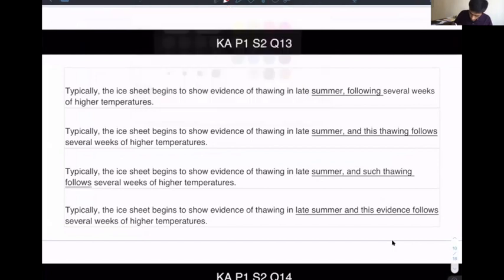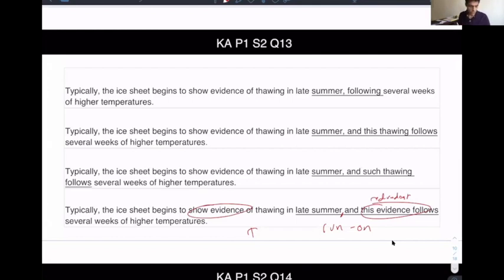Okay, what is the error in D? Can you type in the error in D? Yeah, it is redundant. There is no comma. When there's no comma, what is this type? This is called run-on. Run-on, correct. This is a run-on sentence. We need a comma here. And it's also redundant, because "shows evidence" follows and evidence is repeated.